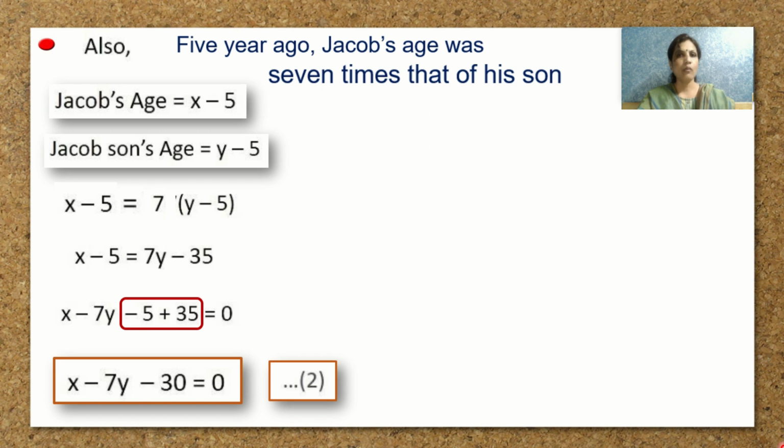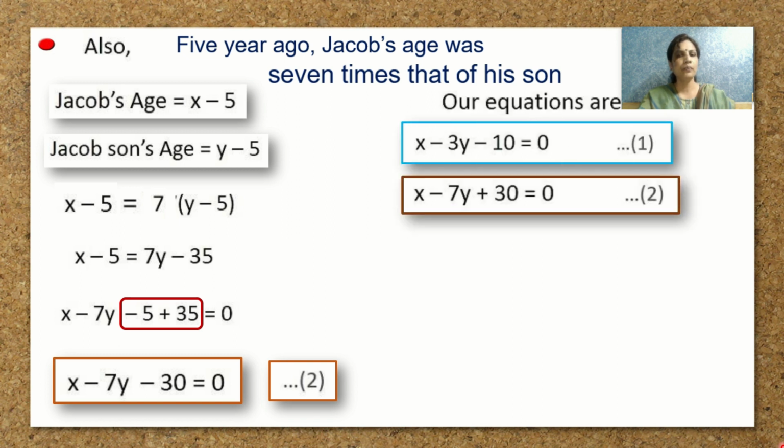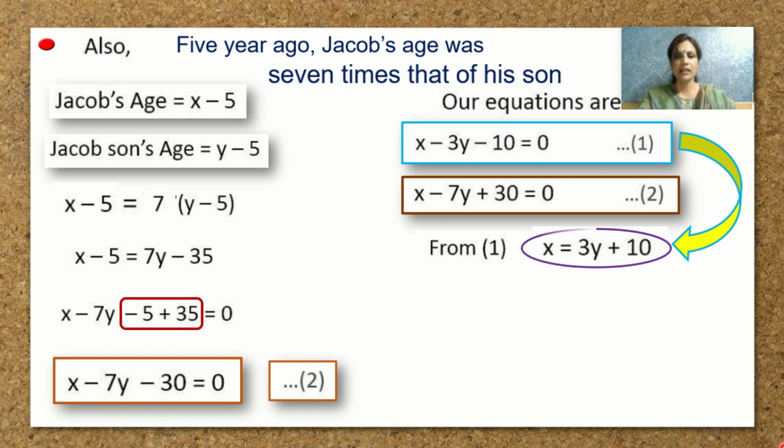And as I said, once you get both the equations, 80% of the sum is done. And then you have to just solve the equations to find the values of x and y. So our two equations are like this, equation 1 and equation 2. Now from equation 1, we can write x is equal to 3y plus 10. Alright, so this value of x, that is 3y plus 10, we will substitute in equation 2. So let's start doing it.